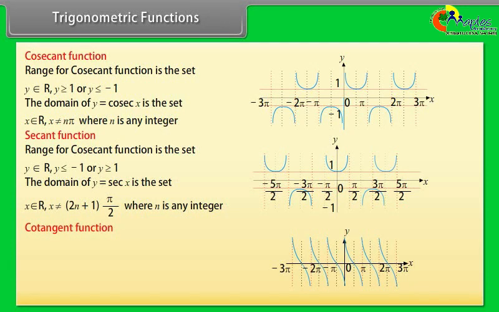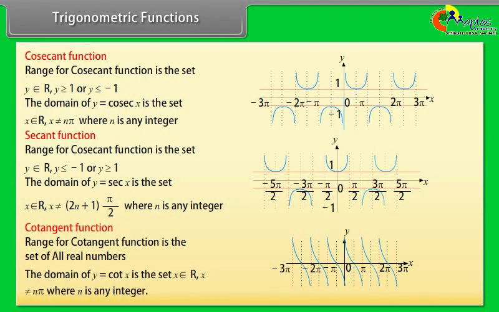Cotangent function. The range of the cotangent function is the set of all real numbers. The domain of y = cot x is the set x belongs to real number, x not equal to nπ, where n is any integer.